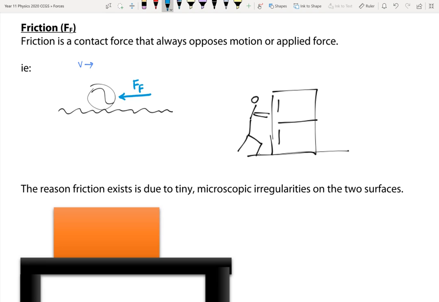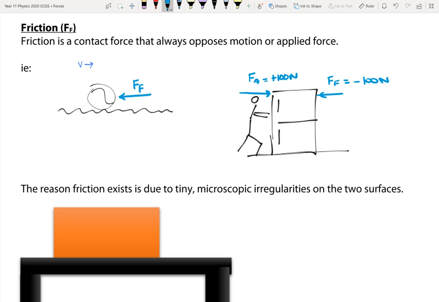Now this can be rolling, so you can have motion, you throw a ball along as it's rolling, there's a backwards force, or it can be an applied force. So for example, I could apply a force of plus 100 newtons, and friction might oppose equal to negative 100 newtons. It's not moving yet, but it's opposing the applied force. So it always opposes, it never acts in the same direction. That would break all of the rules.